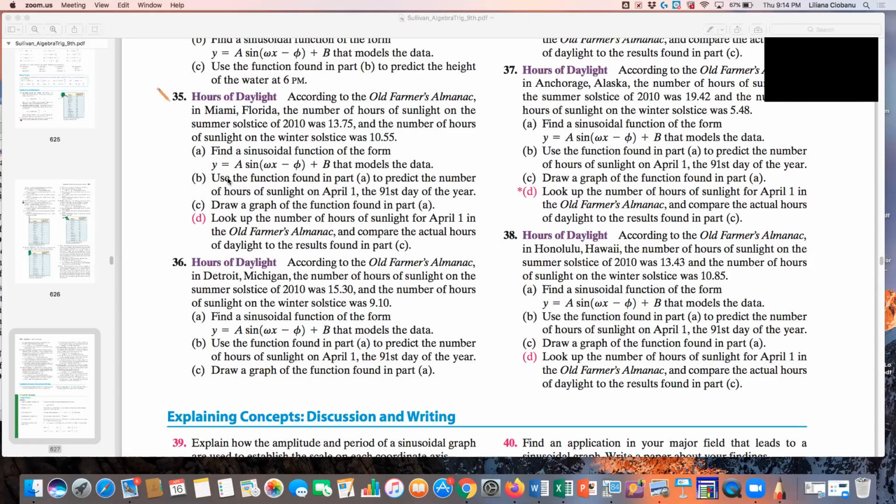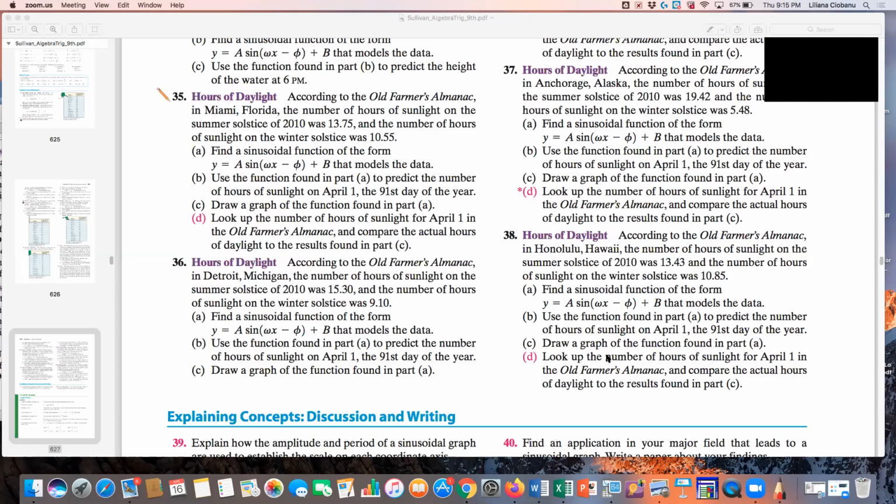For part B, we have to use the function that we found in part A to predict the number of hours of sunlight on April 1st, the 91st day of the year. C would be to draw a graph of the function found in part A, and for D, we should use the Old Farmer's Almanac to find the number of hours of sunlight for April 1st, and then compare the actual hours of daylight to our results found in part C.